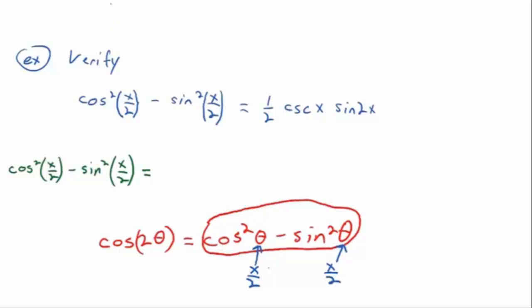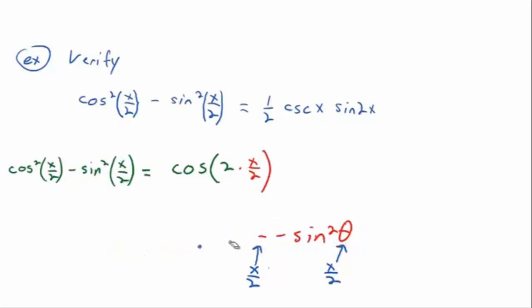So I can replace theta with x over 2. That's what's acting like theta here in this double angle formula. Okay, so I get that this left-hand side right here is equal to cosine of 2 times theta, which is x over 2. Now I need to erase this scratch work because it's in the way. And you might have already noticed that these cancel, and I'm just left with the cosine of x.